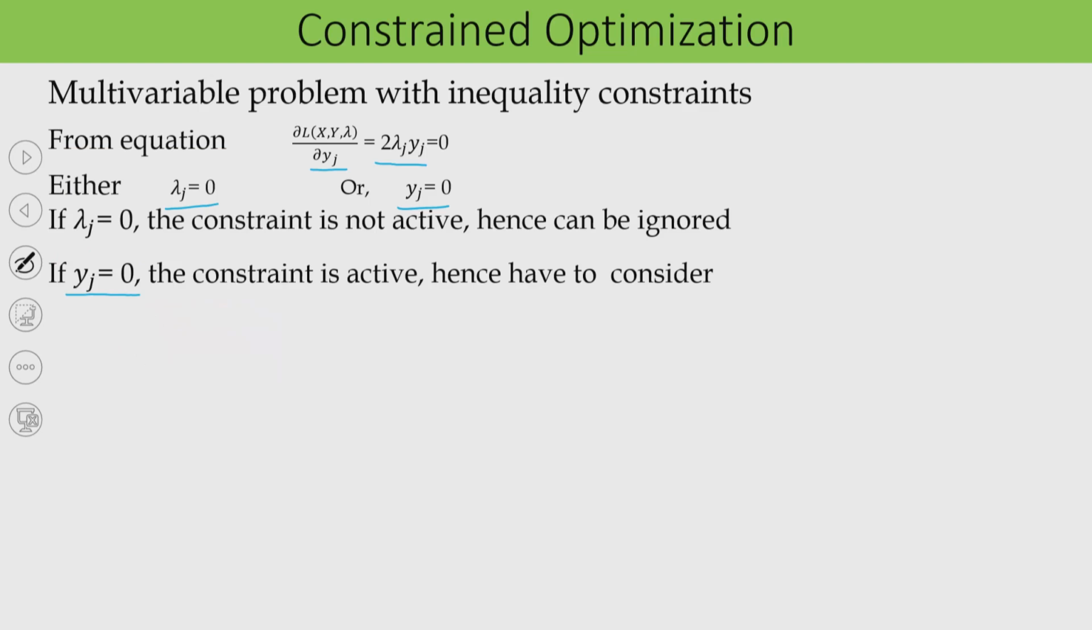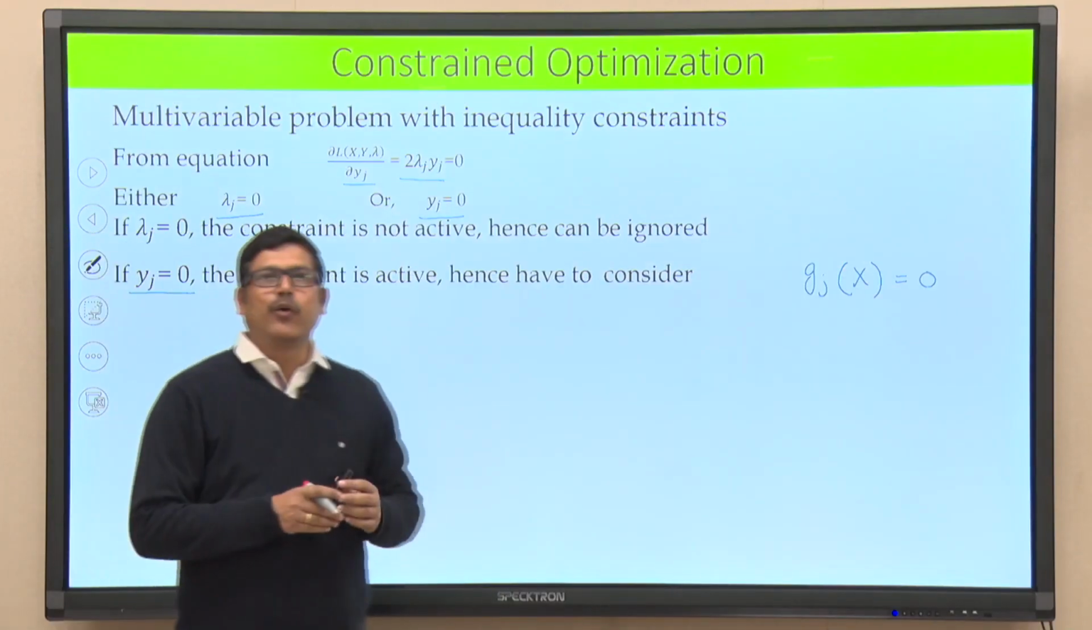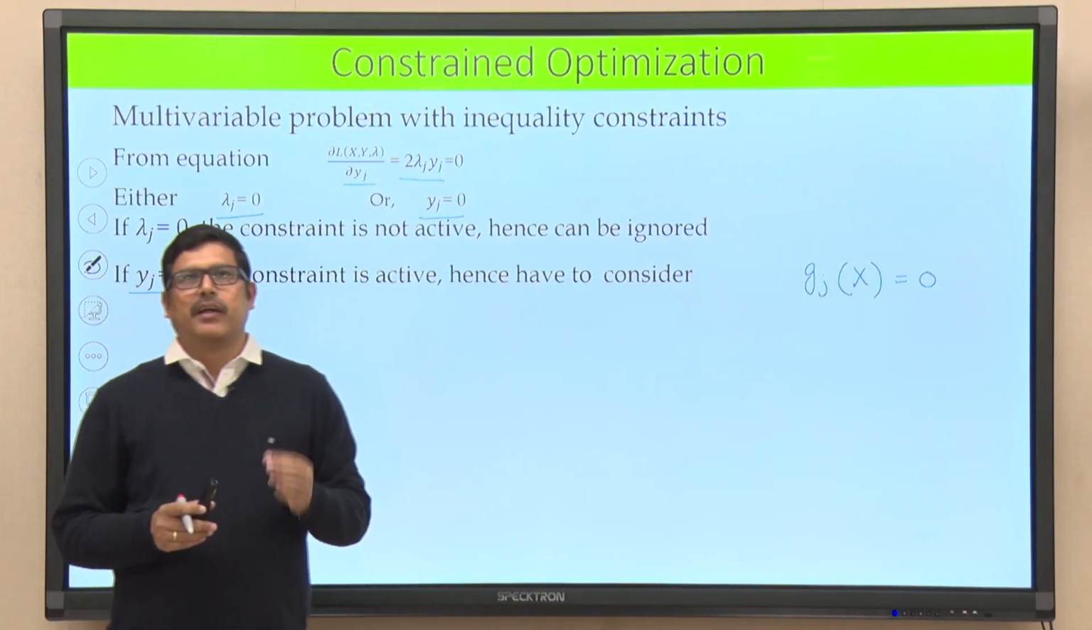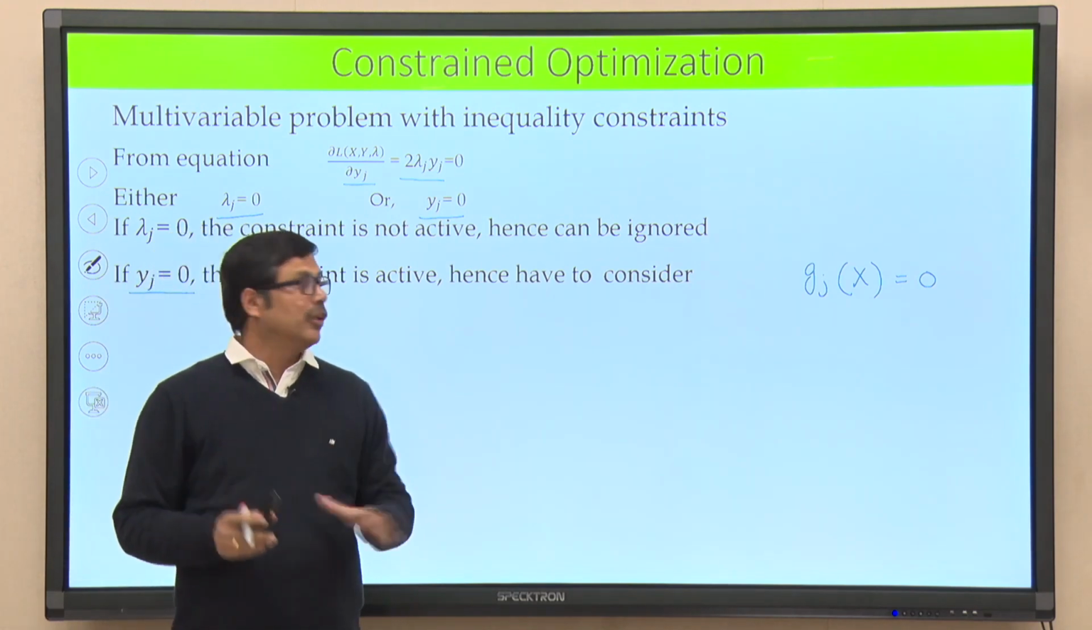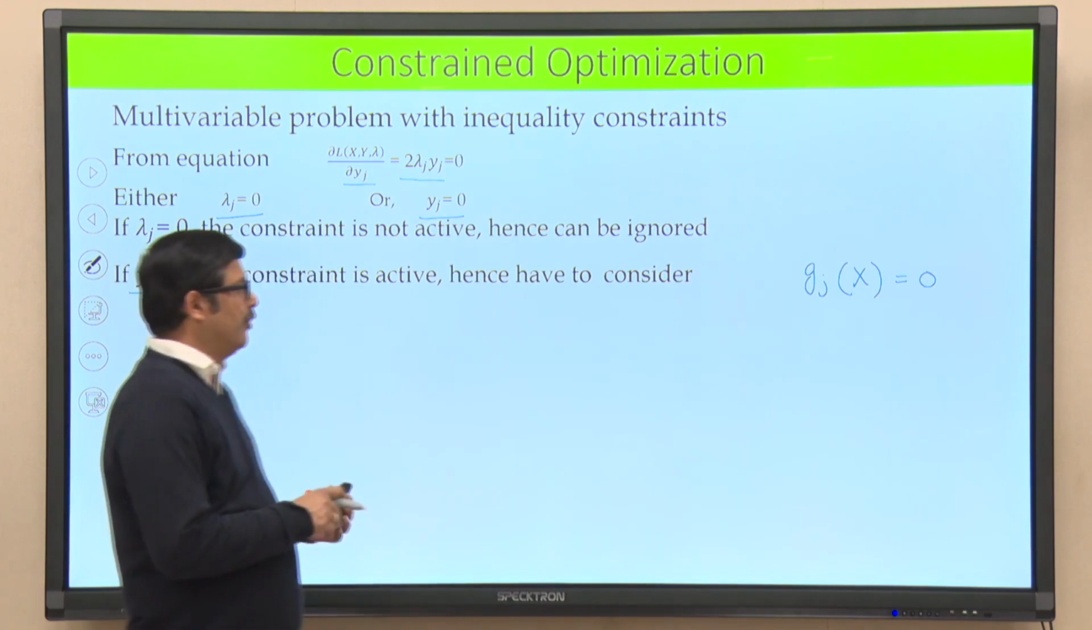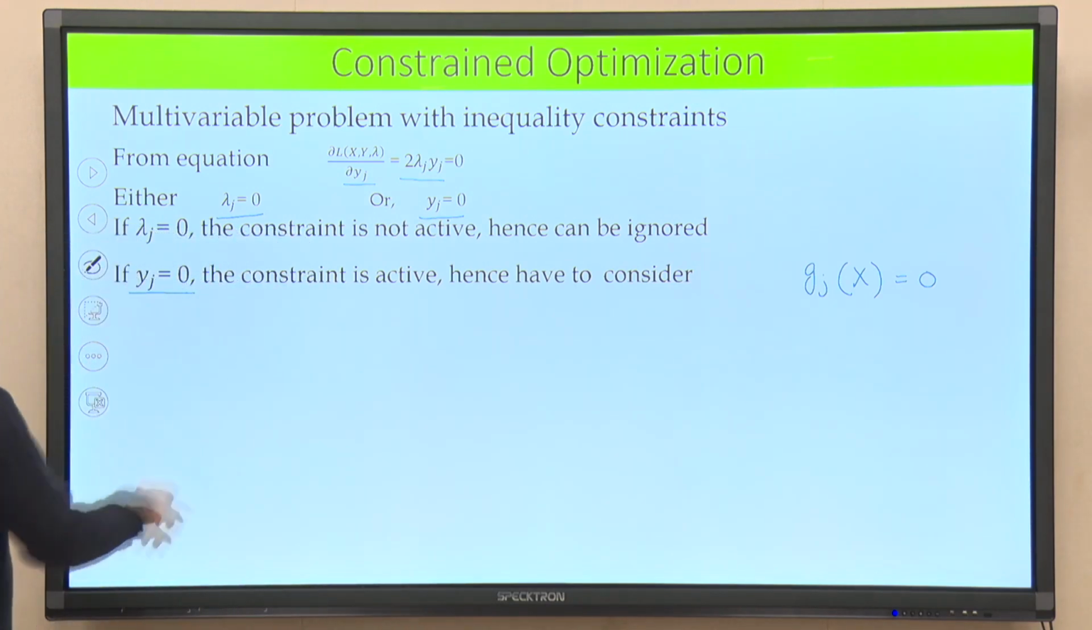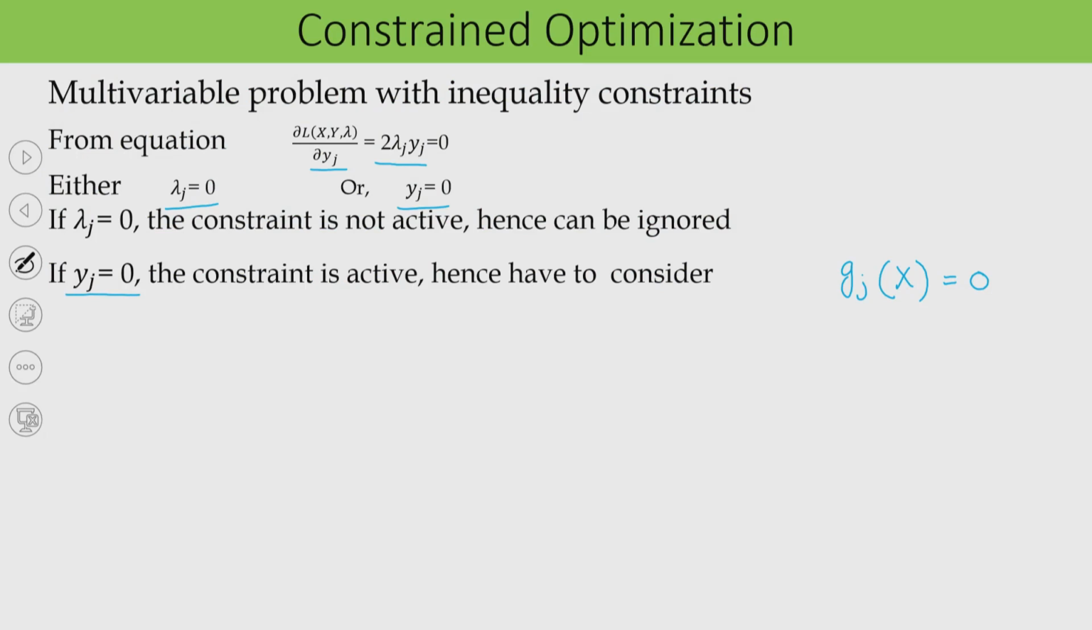If y j is 0, what does it mean? That z j x is equal to 0. If z j x is 0, that means the constraint is active. The solution must satisfy that constraint, so the solution will be on that particular constraint.